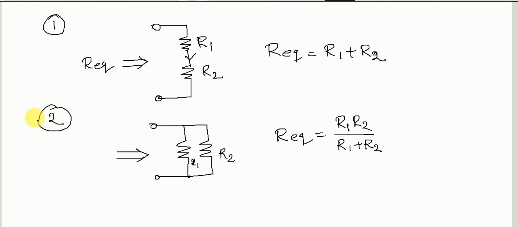But now let us implement it whenever we are converting from delta to star. In this video I will tell you the delta to star conversion. So let us remove all these things. Now first let us see what is a delta network.